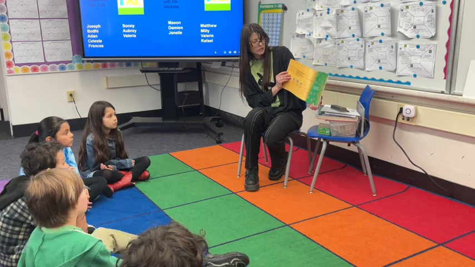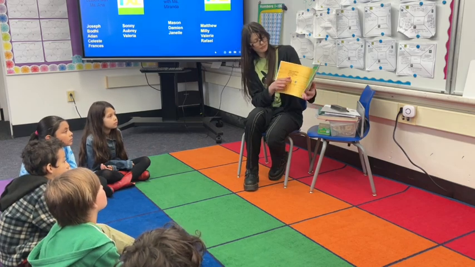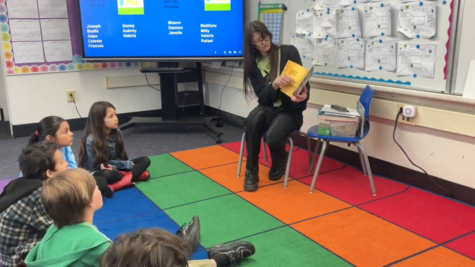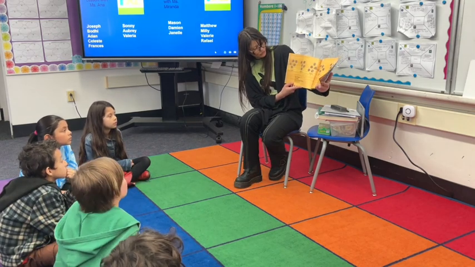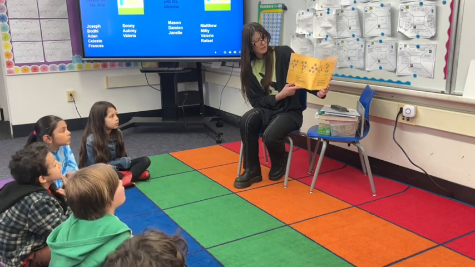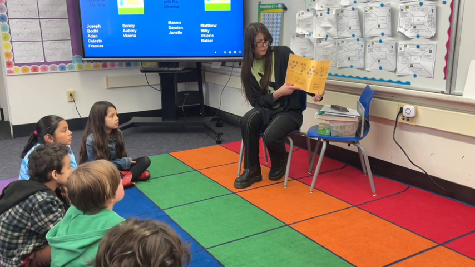Look, lots of pennies. Can you count 25? We have 5, 10, 15, 20, 25. It's faster, it's quicker if we skip count them by fives. 5, 10, 15, 20, 25. 25 pennies. We have too many pennies.